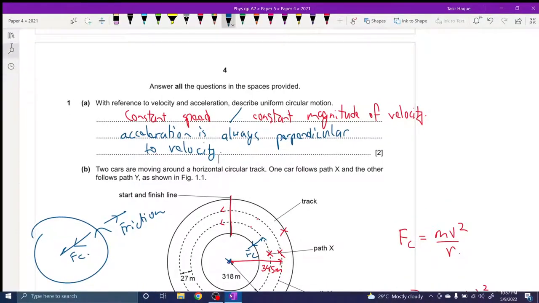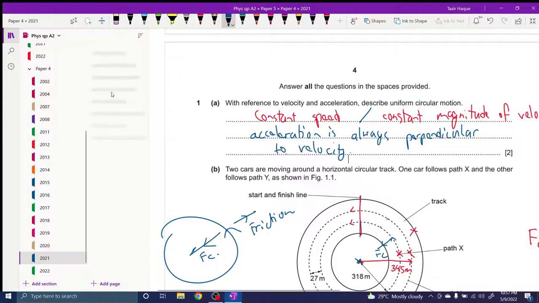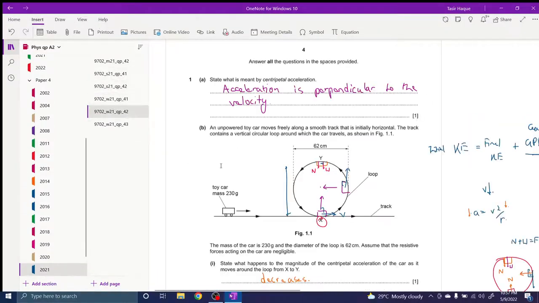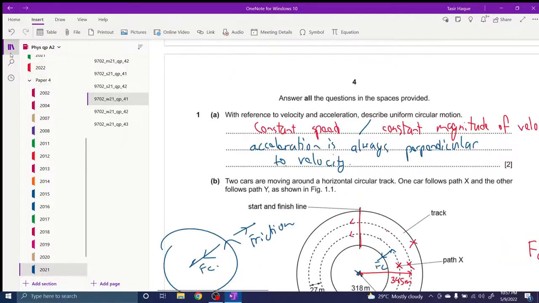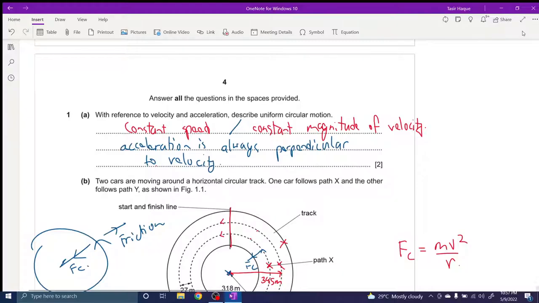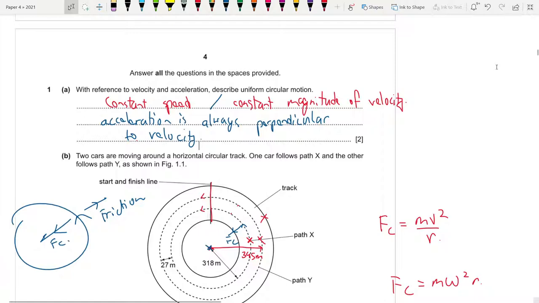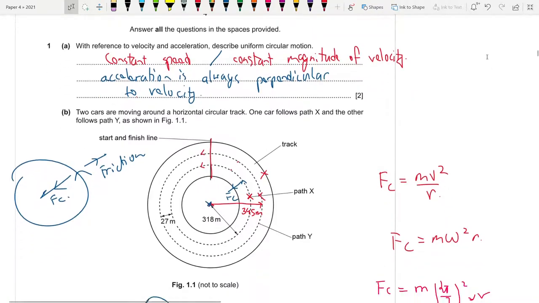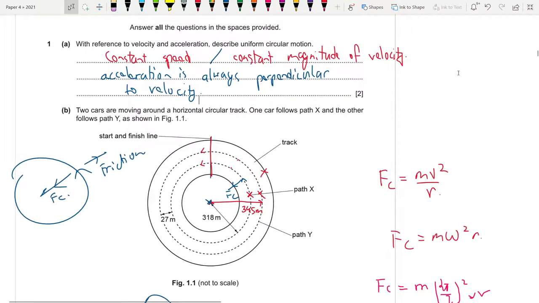Okay, so what if they give you another question? There's another variation to this, the one we saw in variant 4.2. What if they just ask you what is meant by centripetal acceleration? You're going to say it's the acceleration which is perpendicular to velocity. Now, if they ask you with reference to velocity and acceleration, describe circular motion, you need to talk about these 2 points. Okay, let's look at the next question.